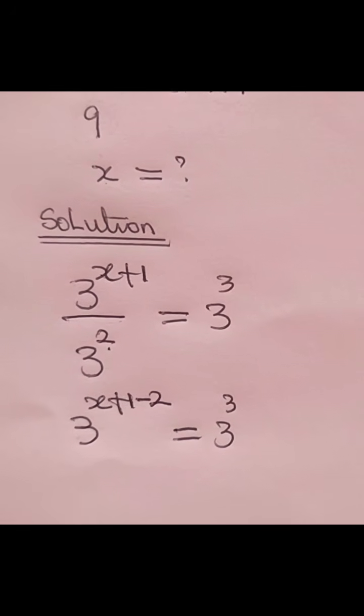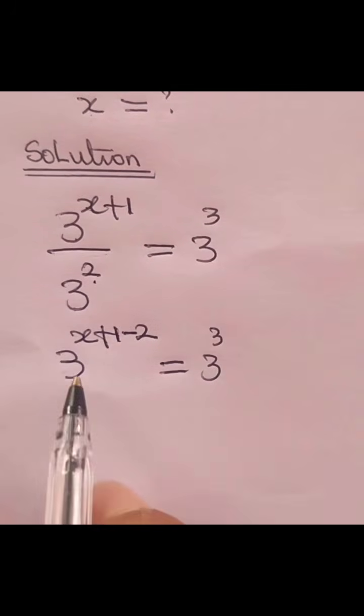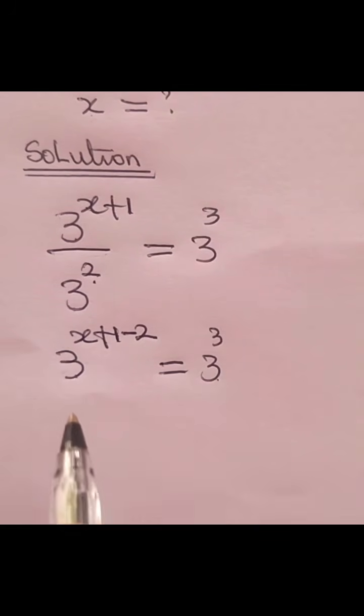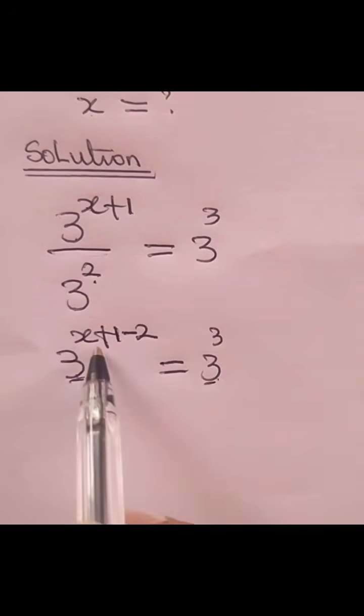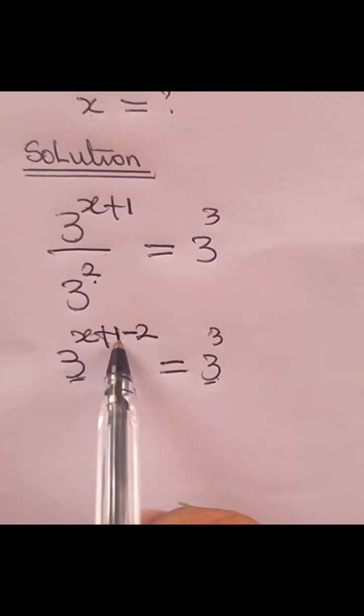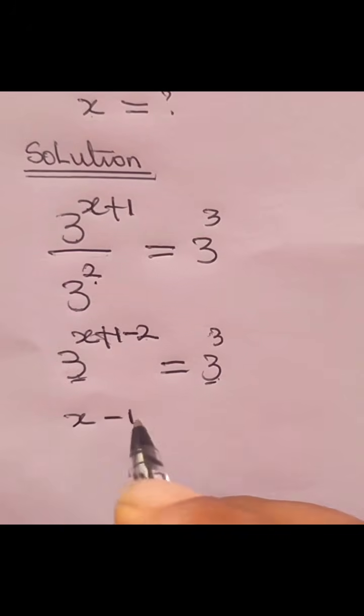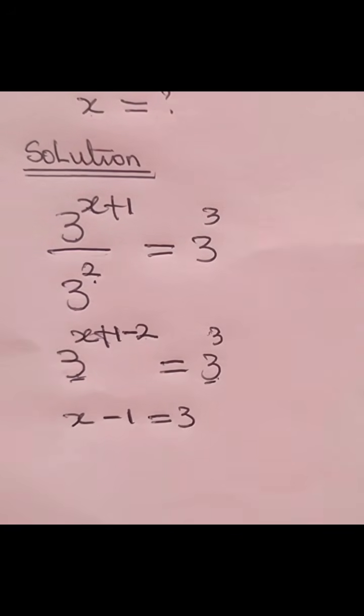All right, there is another law that says if we have the same base on both sides of the equation, we should remove the bases and equate the powers. So let us now equate these two powers. Here, remember, we have plus 1 minus 2, which will give us minus 1. So this is going to be x minus 1 equals 3.